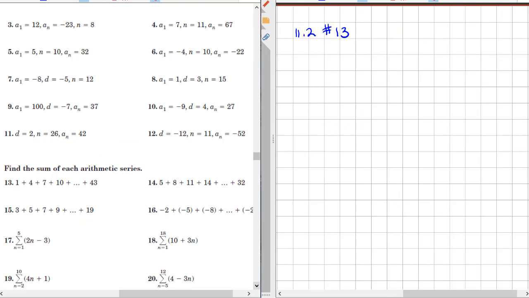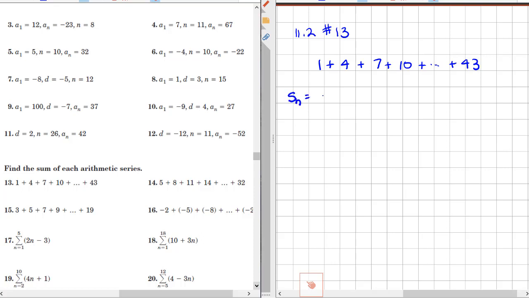Okay, so 11 to 13. Now, again, you could, but you're not going to, just list all the numbers and then add them, right? You will not get full credit for that. I'm warning you now. So you want the sum, so let's go there.